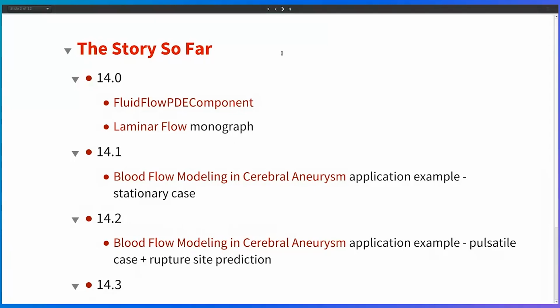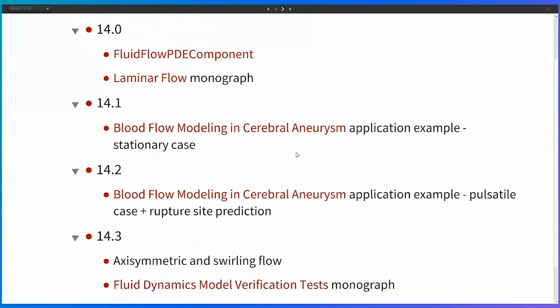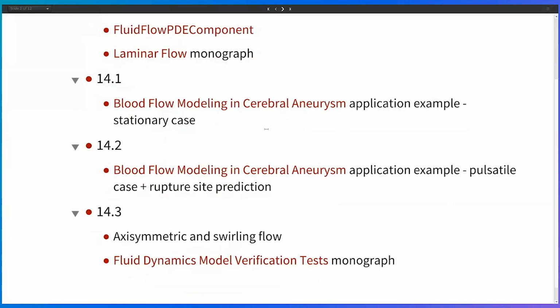And if you are already familiar with the finite element method and the Wolfram Language and would like to start exploring fluid dynamics, this is a good place to start. Then we added the blood flow modeling in a cerebral aneurysm application example. This is our first application example which features non-Newtonian fluids, and the goal of this application example is to predict where a certain aneurysm is going to rupture.